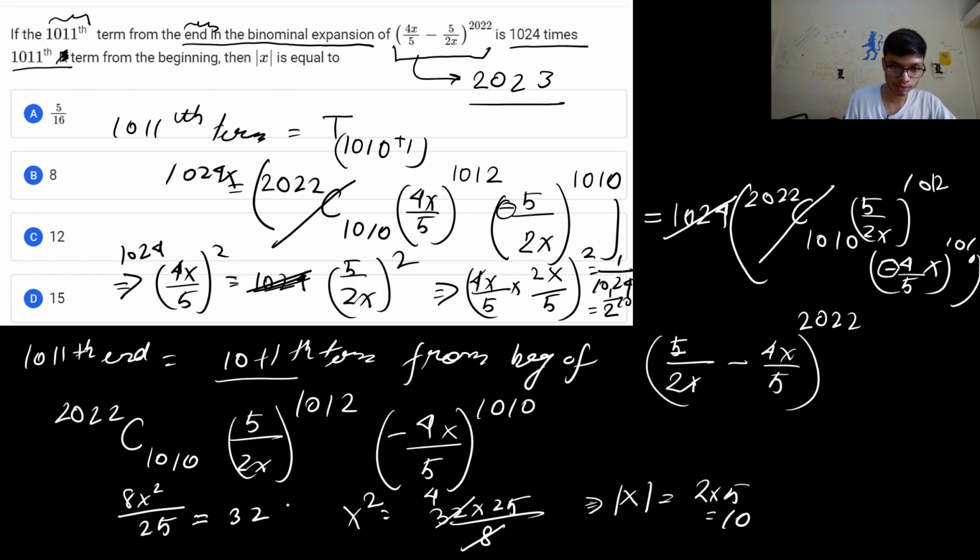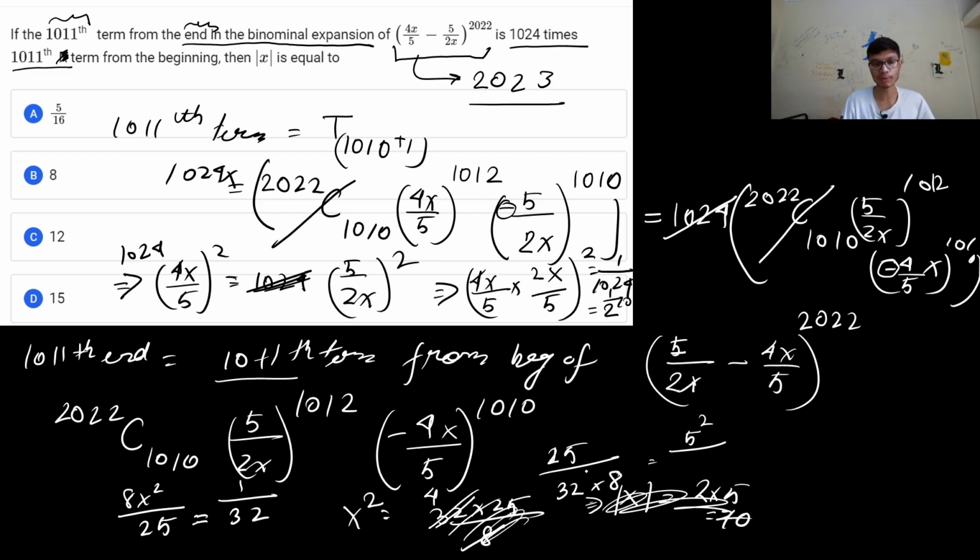Okay, so this quantity will give me 1 by 32. That was a very big mistake from my side, I'm sorry for that. With this I'll get the relation x square is equal to 25 divided by 32 into 8. We know that 25 can be written as 5 square, 32 can be 2 to the power 5, and 2 to the power 5 and 2 to the power 3 can be clubbed as 2 to the power 8.